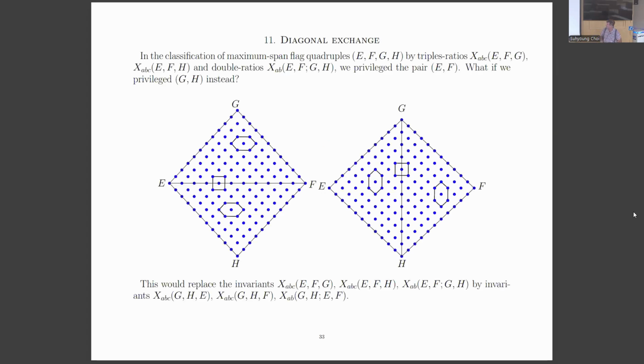And then, yeah. Okay, so I feel like I went a little fast last time. Last time we talked a lot about flag triples, which were characterized by the triple ratio invariant. There shouldn't be an S here, but okay. And then we talked about quadruples.